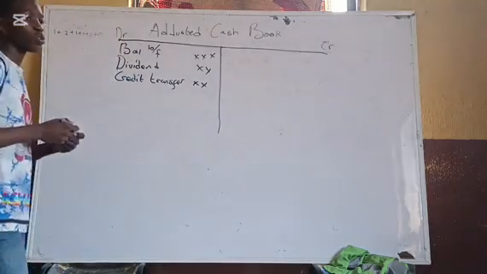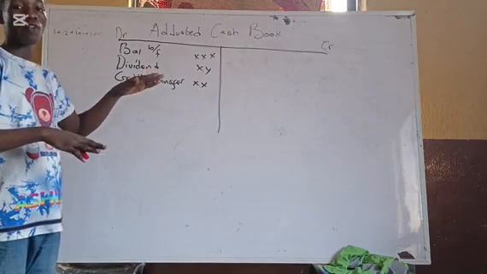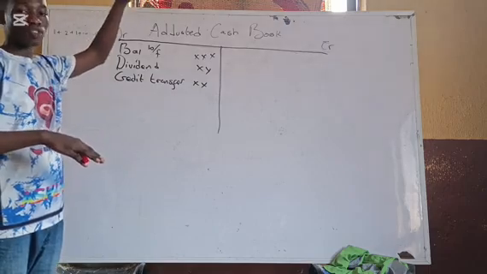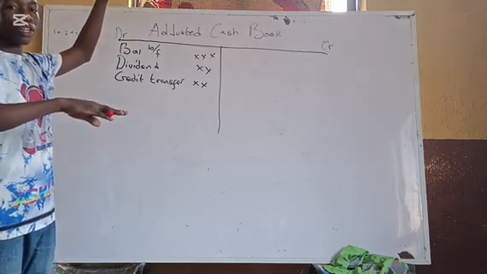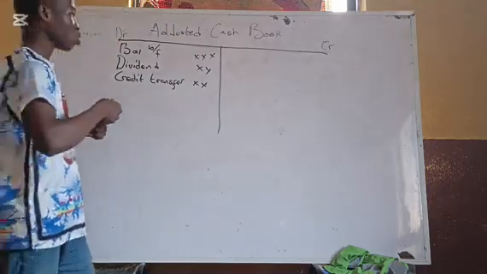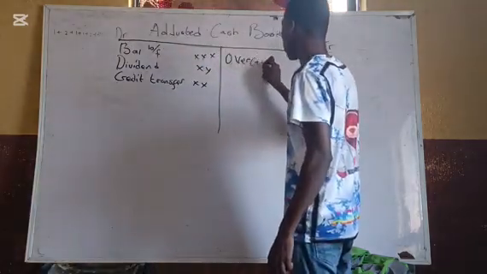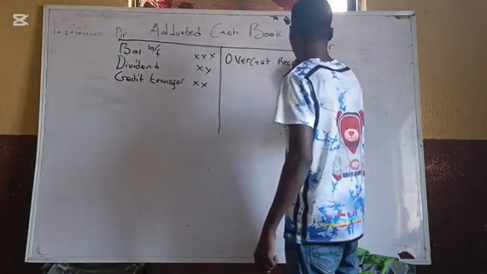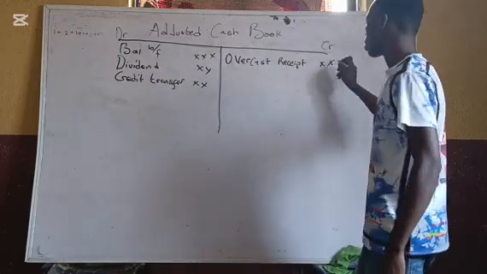So also, when we say overcast of receipts, don't forget your cash account is going to move higher, therefore your bank account will be lower. So the adjustment here is to add it to your bank account. So overcast of receipt is here, right? Overcast receipt. So it is written here.